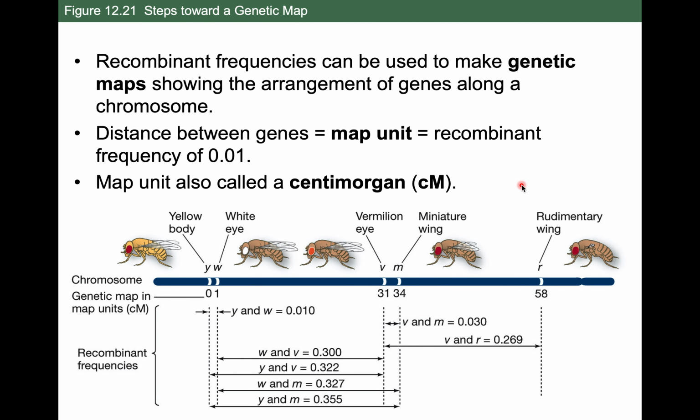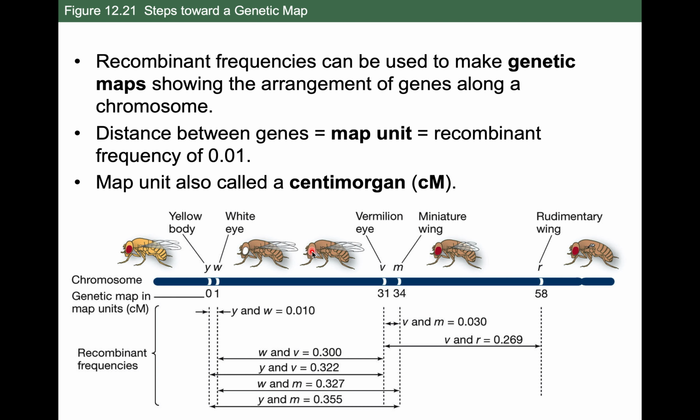And Morgan's group realized, well, we can actually use this to start mapping out how far apart genes are from each other in the fruit fly. So they just started doing tons of these dihybrid crosses, looking at different gene pairs, and they started building these rudimentary maps. And this was the first time this had ever been done. So the distance between two genes was referred to as map units, or sometimes it got called centimorgans instead of centimeters, for Thomas Hunt Morgan. Clever little pun there.